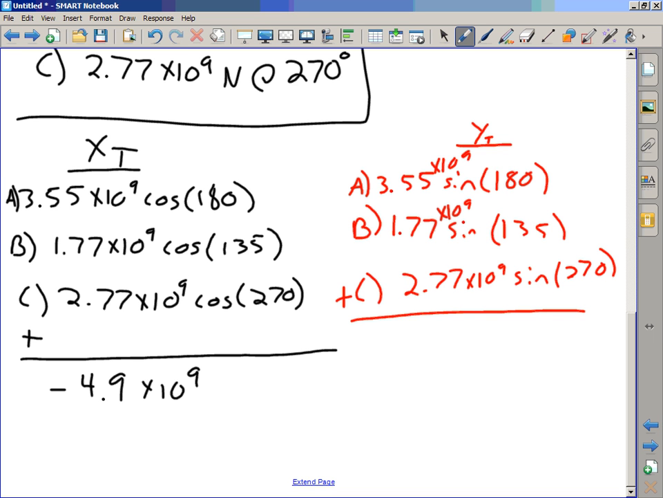Negative 1.522. Negative 1.52, 1.53, 1.51, plus or minus 0.01. I got 1.48. If you came out with anything around that, plus or minus 0.1, we're good.